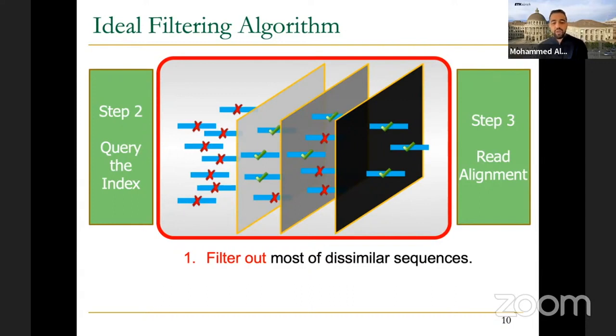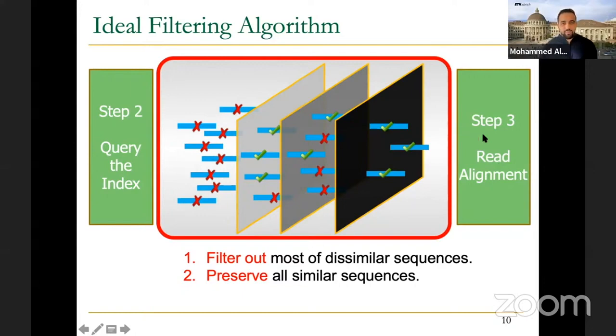And that's why we are aiming to filter out most of the dissimilar sequences, and it's okay to have some of them accepted or passing the filter, because in the third step we are going to have sequence alignment that is 100% accurate. So even if you pass some of the incorrect or dissimilar sequences, you can still recover from this and delete them in the third step.